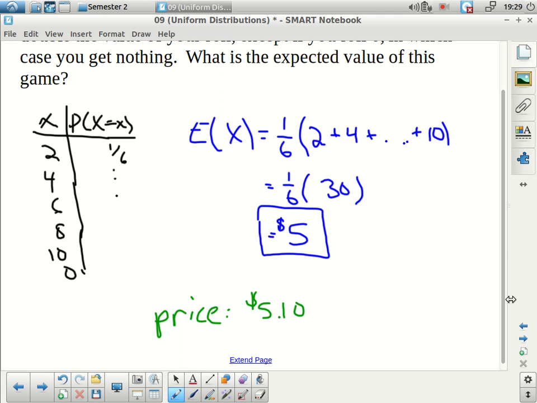That way, if the average winning is $5, it's not going to feel like you're losing much if you play this over and over again. So when you're designing your game for your assignment, this is something you should keep in mind: once you know what the average winnings are, you want to try to charge a little bit more than that, if possible.